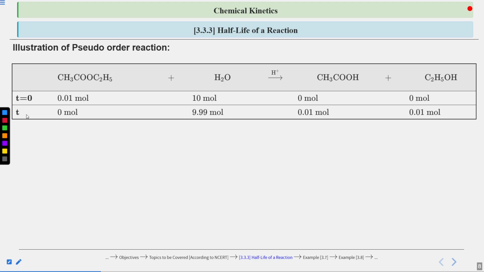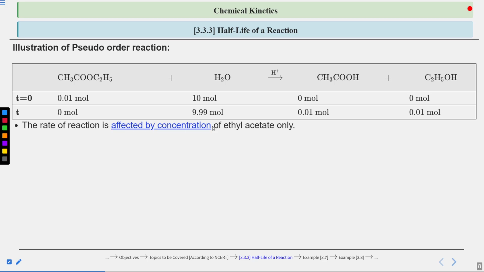Now at some time t, the ethyl acetate concentration becomes 0. It is already consumed. That means it is the limiting reagent in this reaction. The water remaining will be 9.99 moles. Still it is very much present, and the formation of the products will depend on the limiting reagent, that is ethyl acetate. So the product concentrations will be 0.01 mole and 0.01 mole respectively for the ethanoic acid and ethanol.